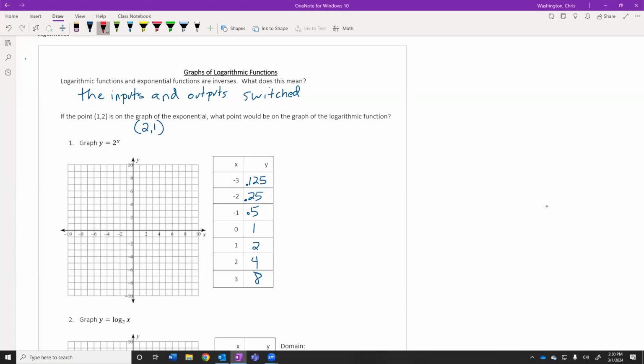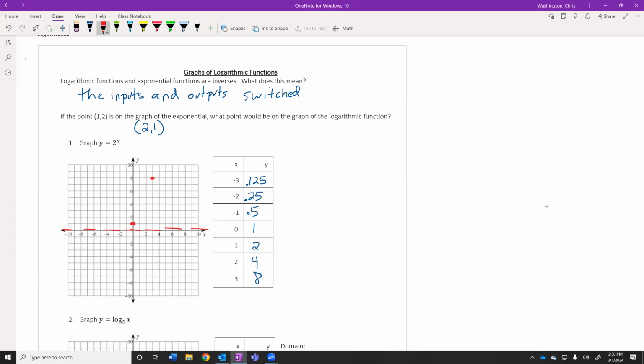Horizontal asymptote at y equals 0. And then we could plot all of those points if we wanted to. I'm not going to plot all of them. We didn't plot all of them yesterday once we started graphing exponentials. So 0, 1, 3, 8 would be a good point to plot.